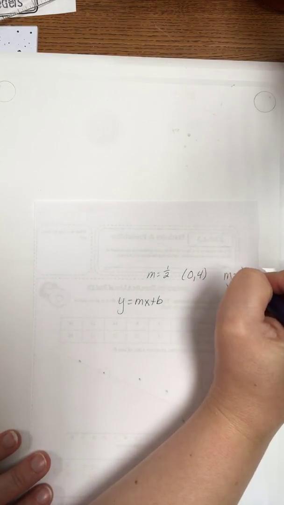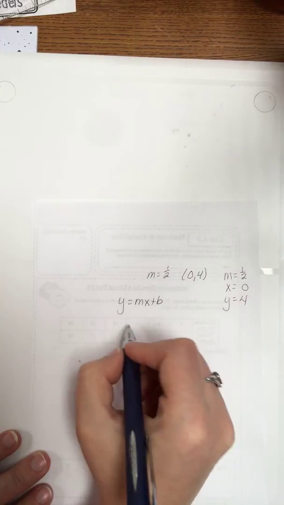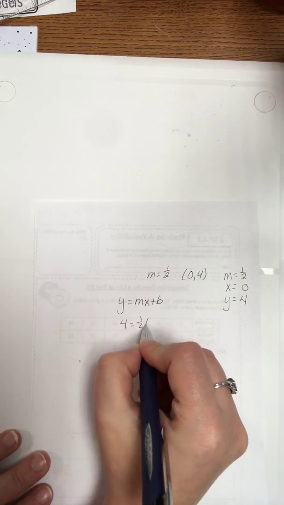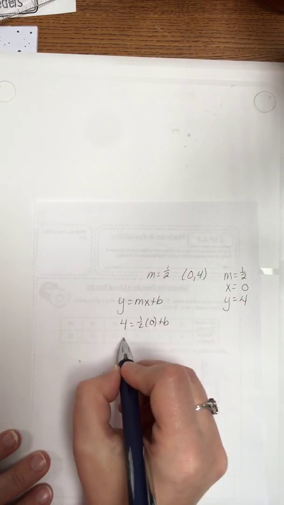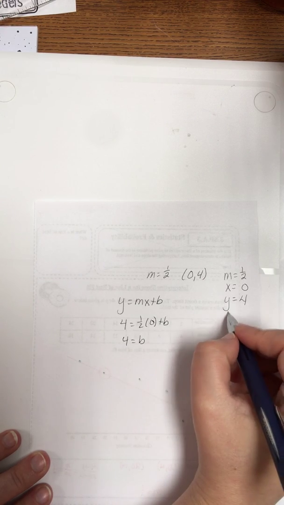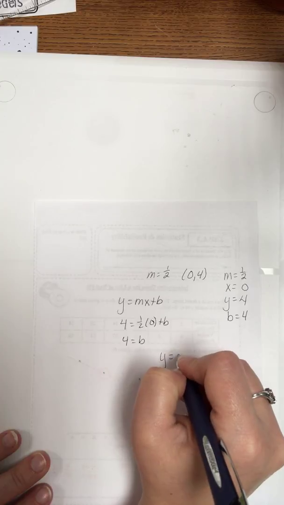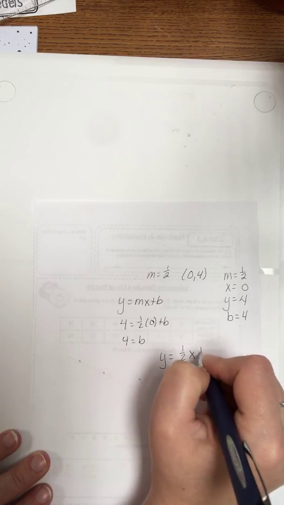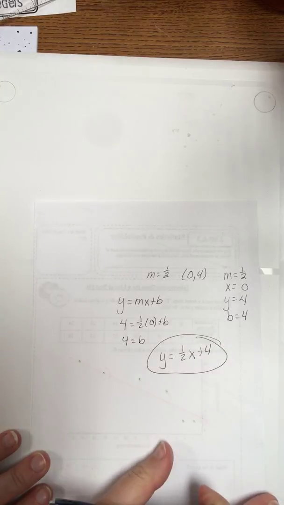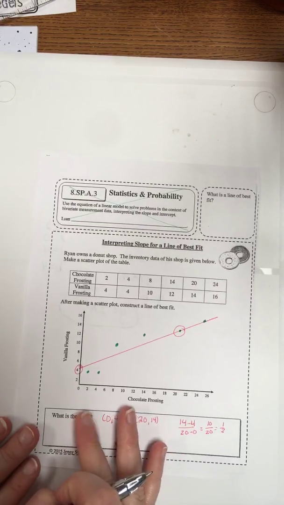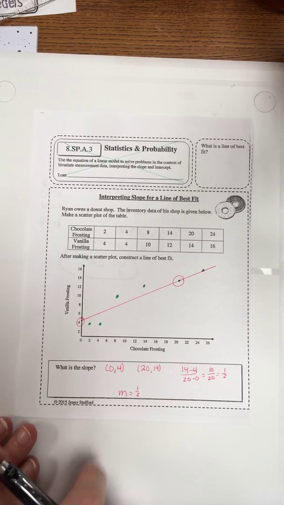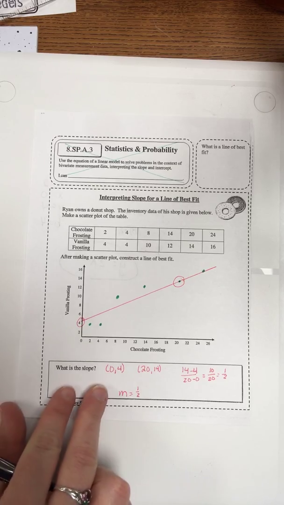M is 1/2, x is 0, y is 4. So 4 equals 1/2 times 0 plus b, or 4 equals b. So my y-intercept is 4. So my equation would be y equals 1/2 x plus 4. Okay? So that is how we can use our trend lines to create our equations, and then we can use our equations to make our predictions.